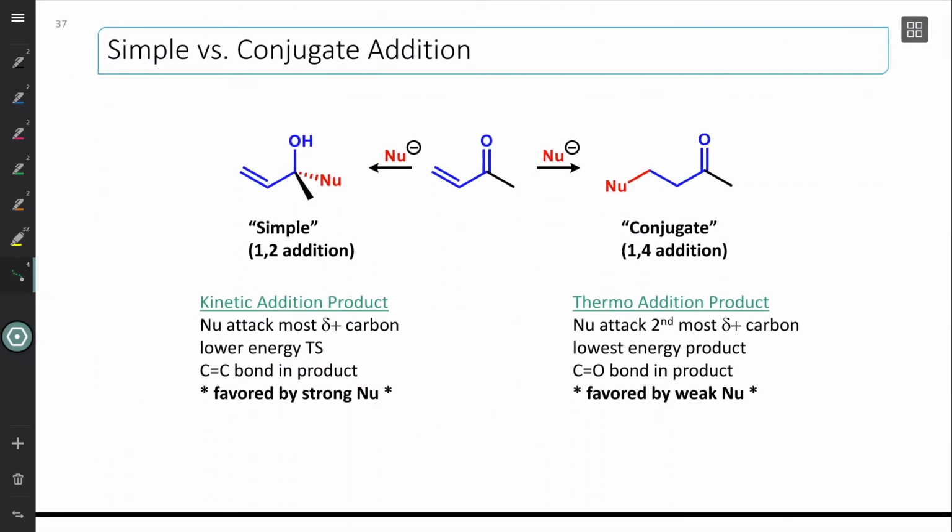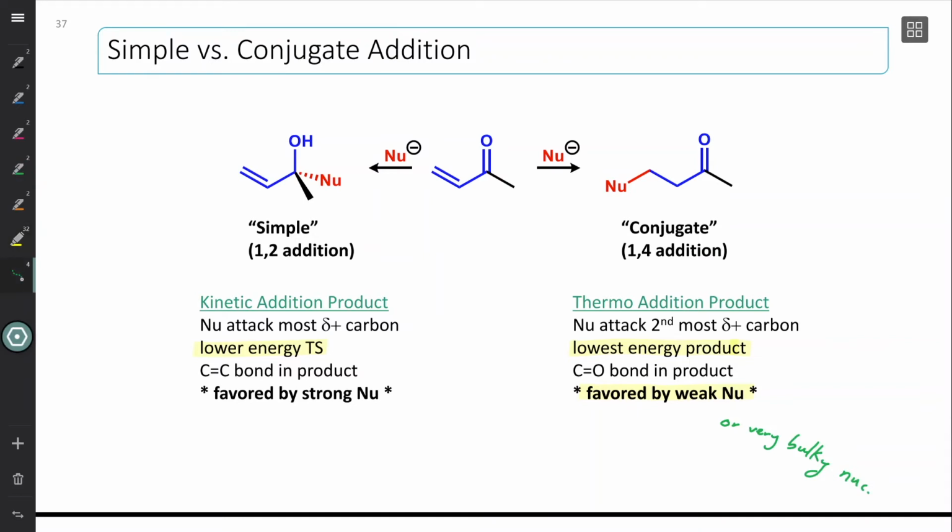So just an overview of simple versus 1,4. The main things, why the simple, this has a lower transition state, but the 1,4 is the lowest energy product. So it is favored by weak nucleophiles, and also in some cases, very bulky nucleophiles that just can't get into the electrophile. So you might see cases of that.